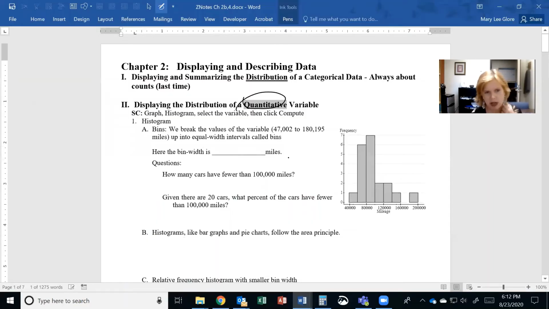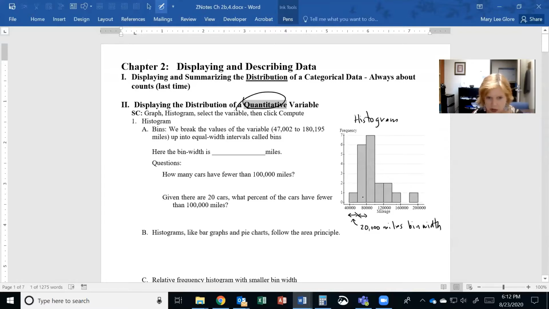And when I create these bins, and I create what's called a histogram, I get this graph, right? So this is a histogram. And this histogram breaks up the data into equal width intervals that are from here to here. All right, so this width, which is called the bin width, is 20,000 miles. And so each of these intervals is called a bin.